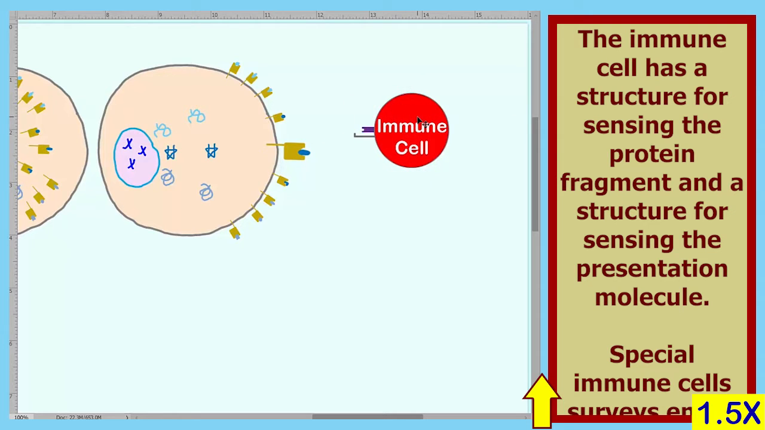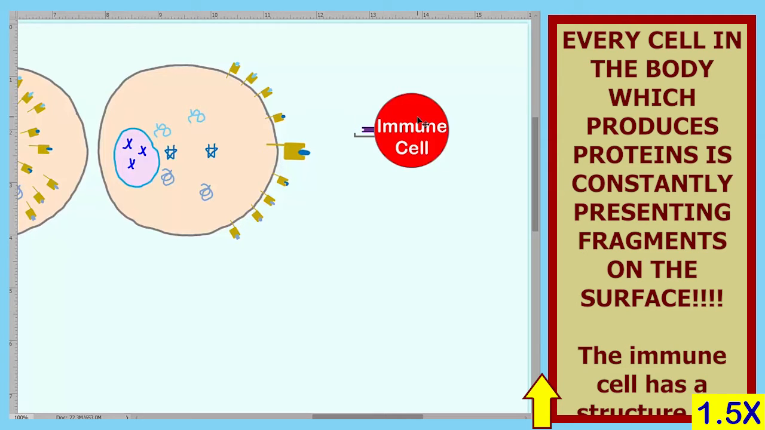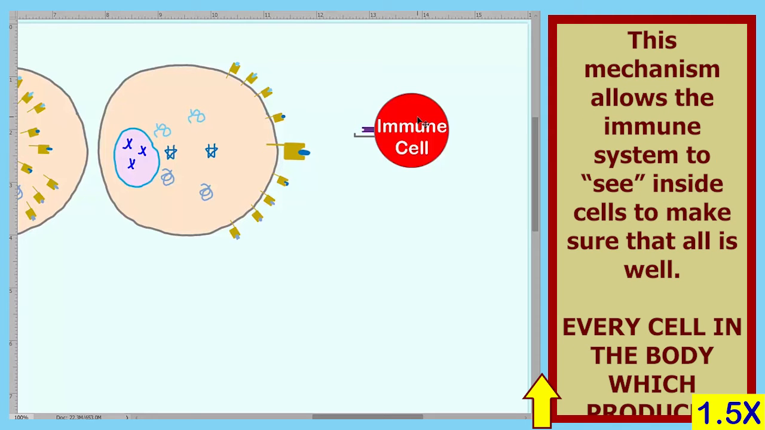If it finds abnormal proteins, it destroys that cell. This is an extremely important concept to understand. Every cell in the body that produces proteins is constantly presenting fragments of those proteins to the surface for the immune system. In essence, this mechanism allows the immune system to, quote, see inside the cell to make sure that nothing is there that should not be.